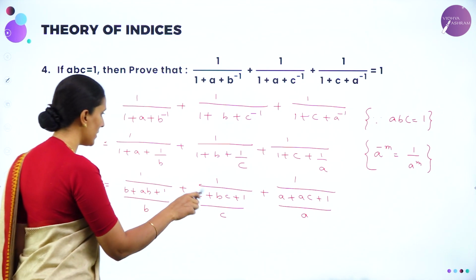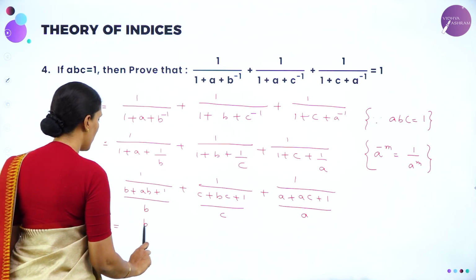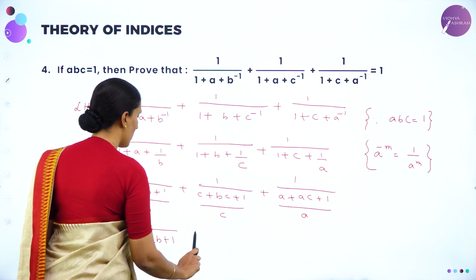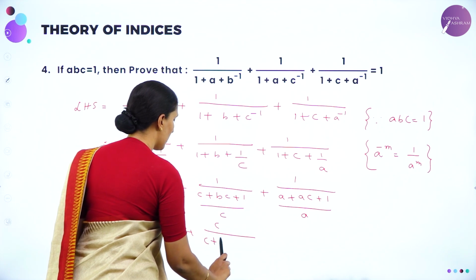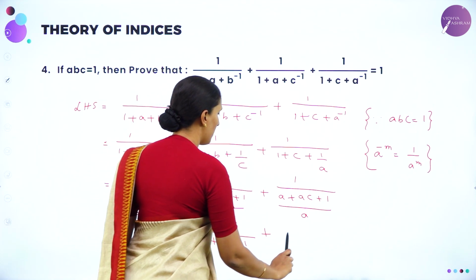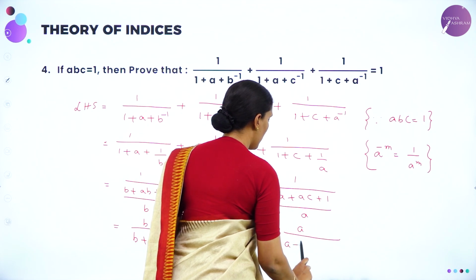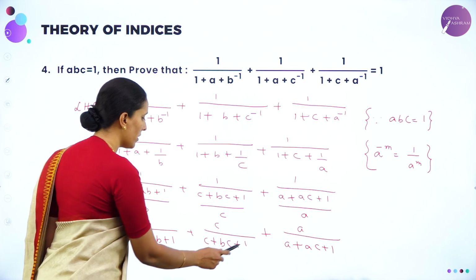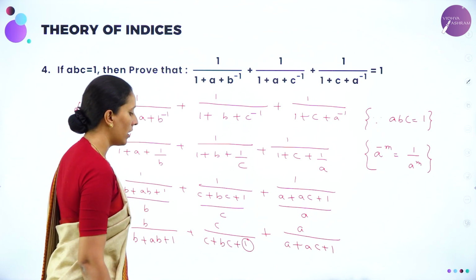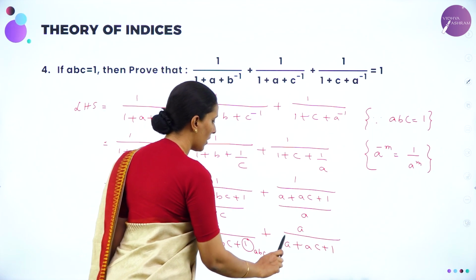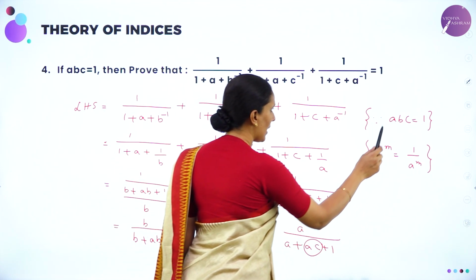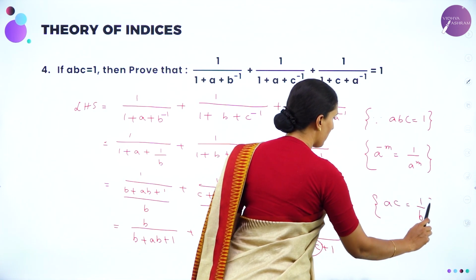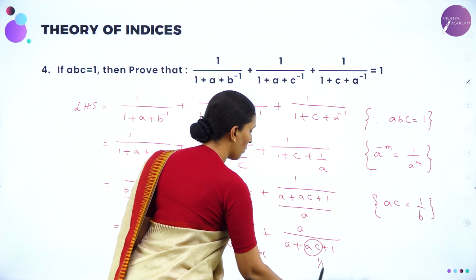So I can shift a, b, c to the numerator. Then this becomes b divided by b plus ab plus 1, plus c divided by c plus bc plus 1, plus a divided by a plus ac plus 1. Now since abc is equal to 1, instead of 1 here, I'll replace it by abc. And here we have ac. Since abc is equal to 1, I can write ac is equal to 1 by b. So instead of this, I'll write 1 by b.